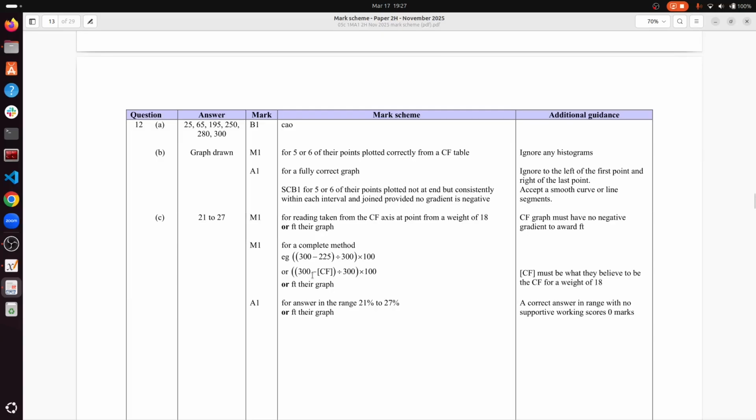They're looking for 300 minus what you think is your cumulative frequency that you read from your graph, divided by 300 times 100. That's what the examiner is looking for to award that mark. For reading taken from the cumulative frequency axis at points from a weight of 18, or follow through their graph. So even if your graph is wrong, just use your values and walk through it, because you only lose the answer mark, but you might get the method marks.